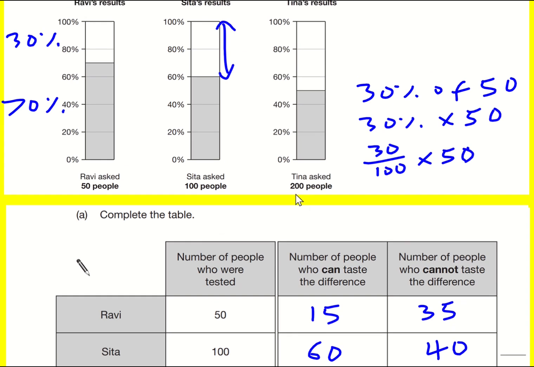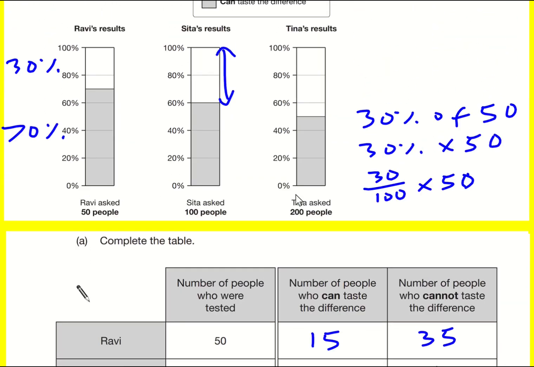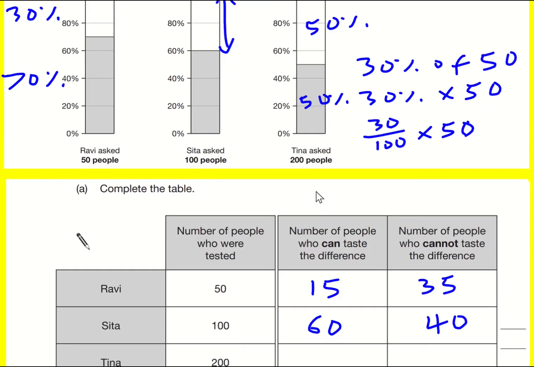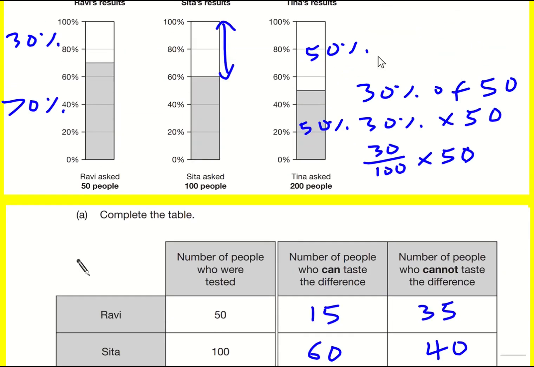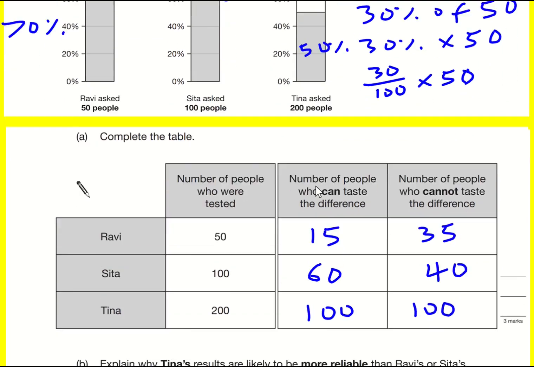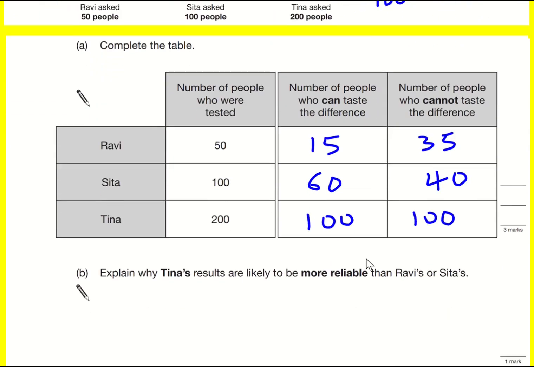And finally, for Tina asked 200 people. So I'm going to focus on the percentages. We've got it's actually 50% can, 50% cannot. But now I'm going to double it because that would be for 100 people, it'd be 50 and 50. So for 200, I'm going to double my 50s, it's going to be 100 and 100. The other way, of course, is to find 50% of 200, which is the same as halving 200, which gives us 100 for each.